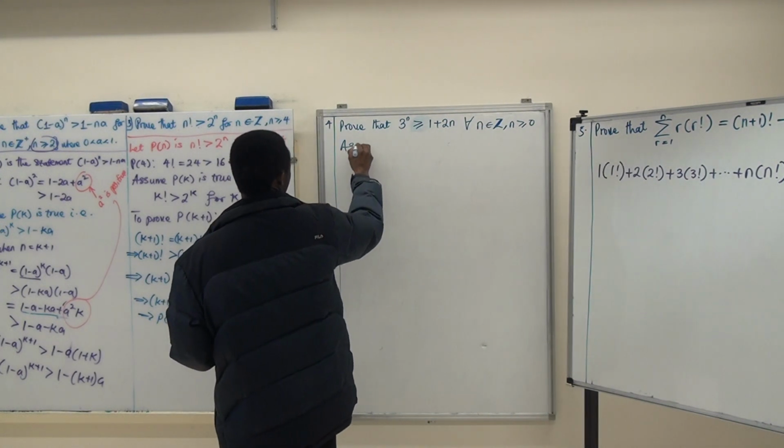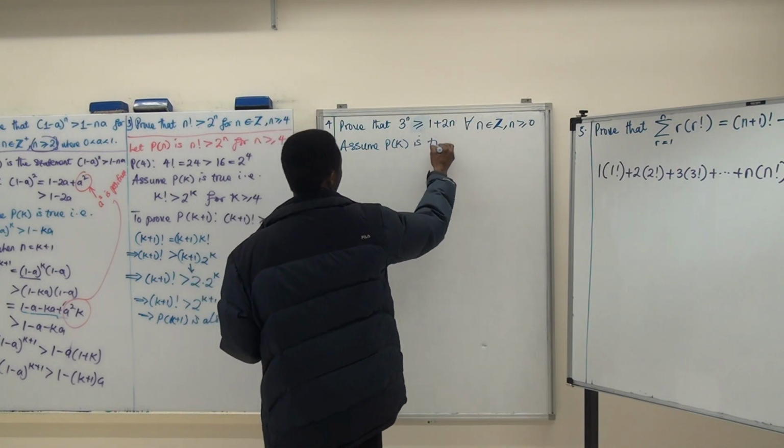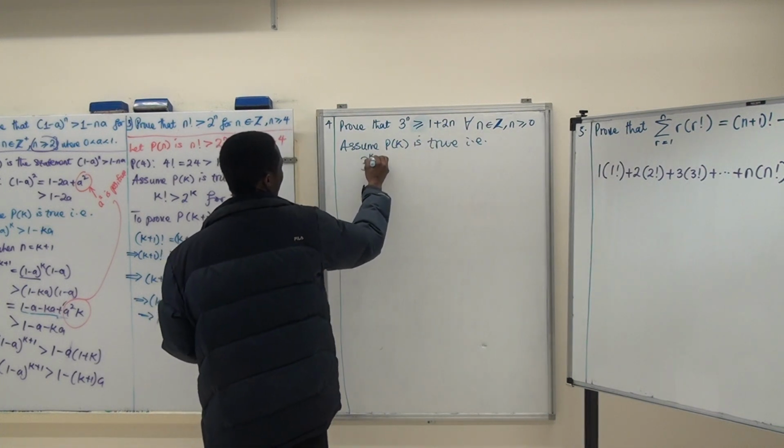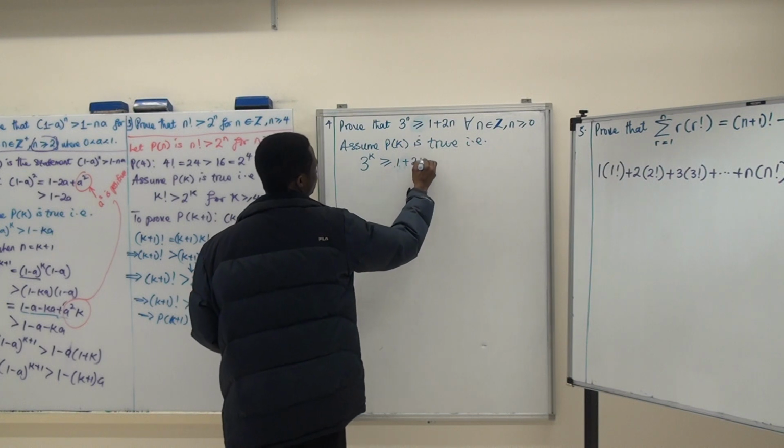So assume Pk is true. What does that mean? That means 3 to the power k is greater than or equal to 1 plus 2k.